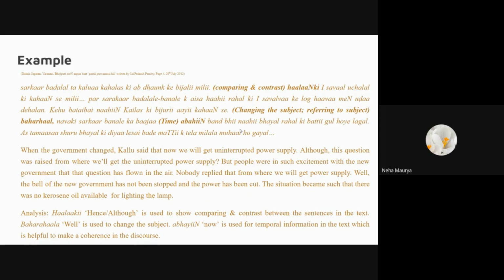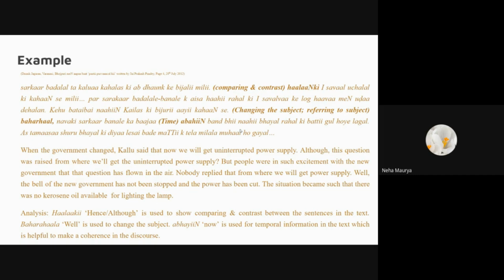With "abhi", here it shows temporal information. So here we have three elements: "haalaanki", "baharhaal" and "abhi". These are the categories which show different functions. Like "haalaanki" shows comparing and contrast between the previous and following sentences. Now "baharhaal" is used to change the subject.